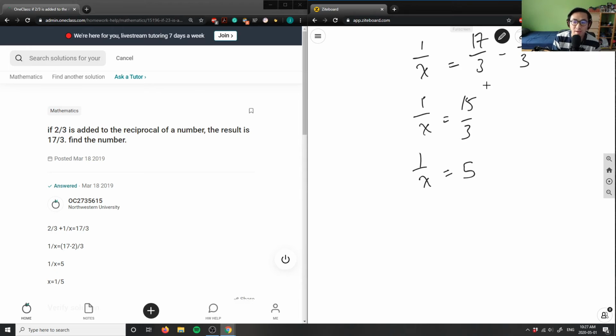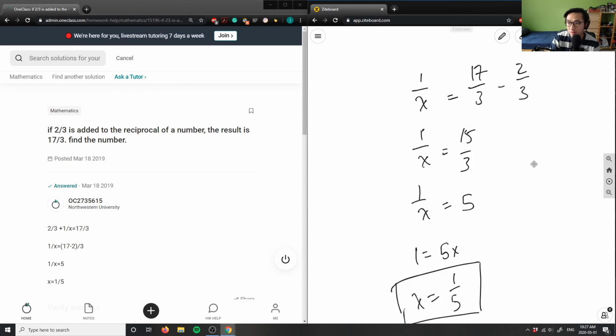And then finally, I can take the reciprocal, or what I can do is, again, I have 1 over x. I can multiply both sides by x here to get 1 equals 5x. And then finally, I can divide both sides by 5, right? So I get x equals 1 over 5. So this here is my solution for the number here.